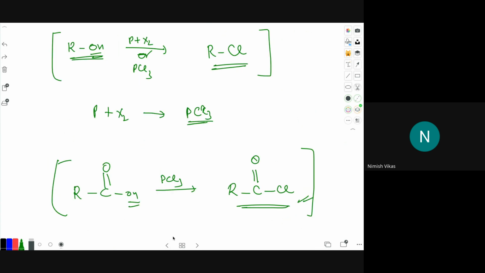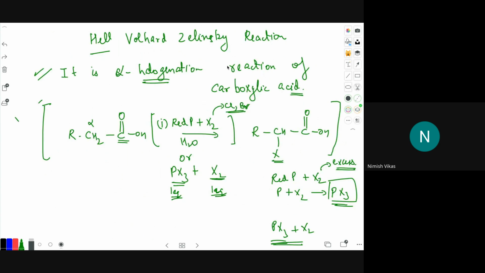I will repeat everything again, okay? I will repeat everything one by one, okay? What we did over here. It is an alpha halogenation reaction of carboxylic acid. Charan, this we have not studied, okay? I will come to the carbonyl compounds. Somebody had asked in some other topics, I was discussing that, okay?